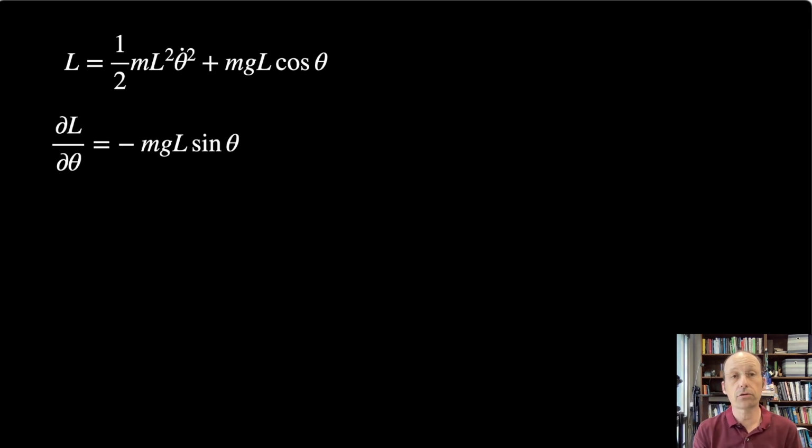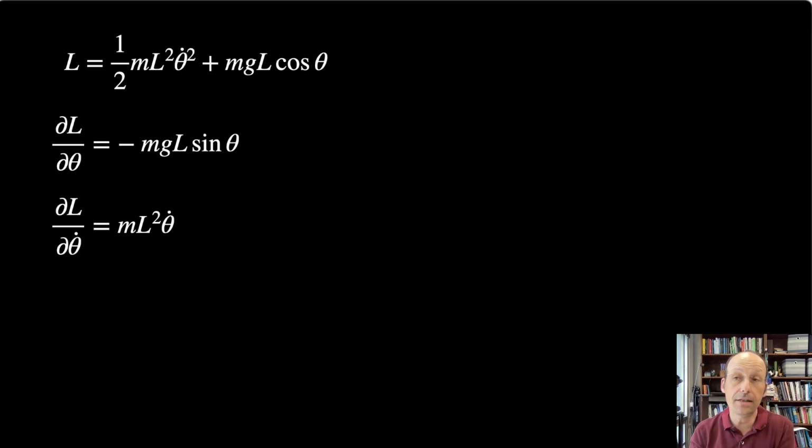If I take the partial of that with respect to theta, I get negative mgl sine theta. Not too bad. Now let's do the other part, which is the partial of L with respect to theta dot. Again, I assume theta is constant. So it's just a power rule, right? I bring down the 2. I have 2 times 1/2 is 1. And I get ml squared theta dot.